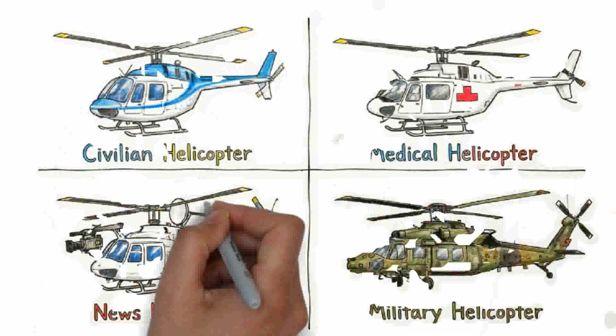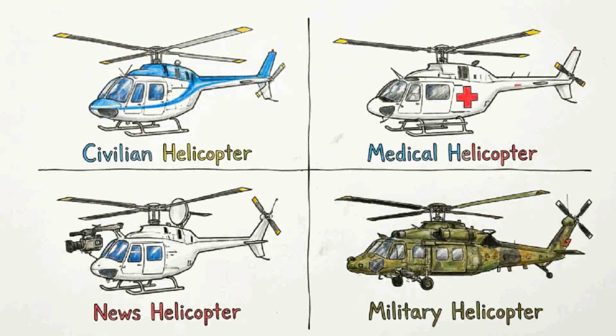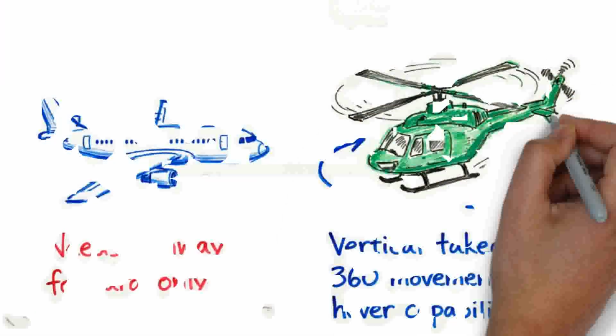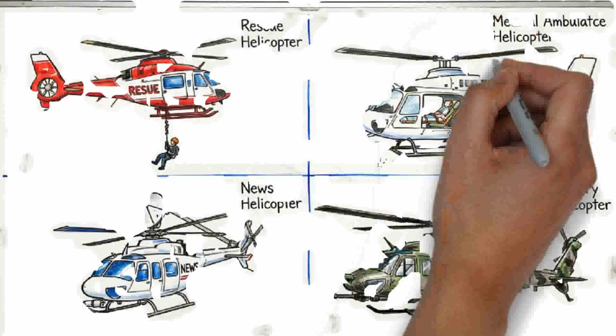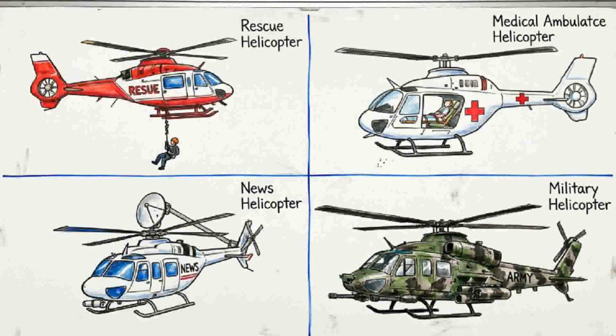From small two-seaters to massive cargo helicopters, the basic aerodynamic principles remain exactly the same. Unlike airplanes that need long runways, helicopters can take off vertically, hover, and fly in any direction. Because of this, they are used for rescue missions, medical emergencies, news coverage, and military operations.